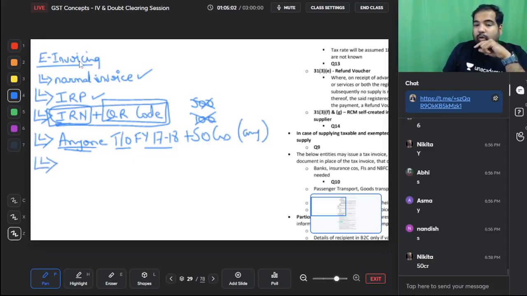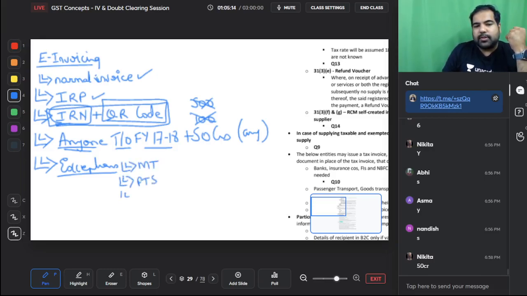But guys, the following people don't need to generate e-invoice. Very important, the exceptions. First, movie theatres, passenger transport services, goods transport services, banks, financial institutions, and SEZ units.